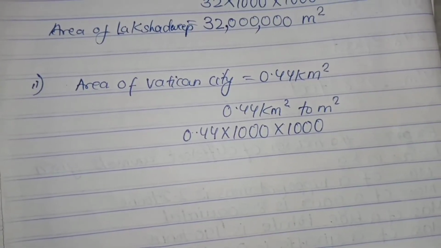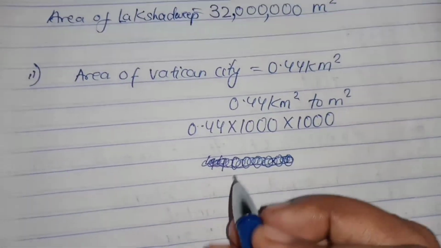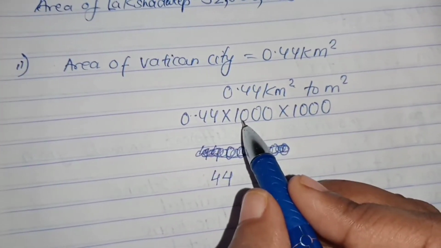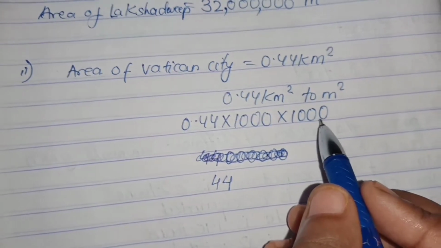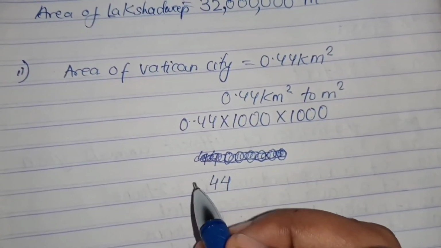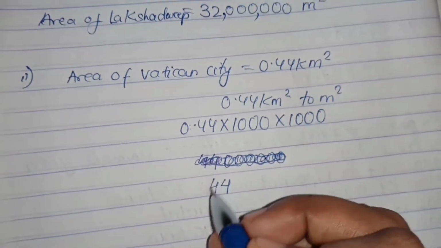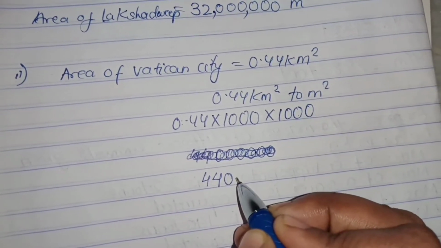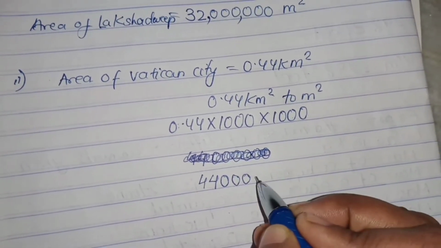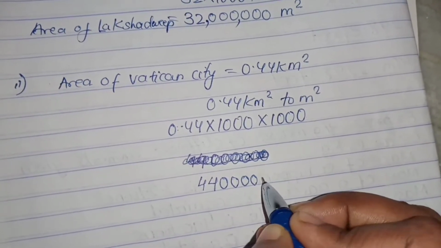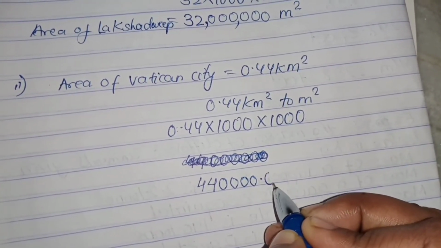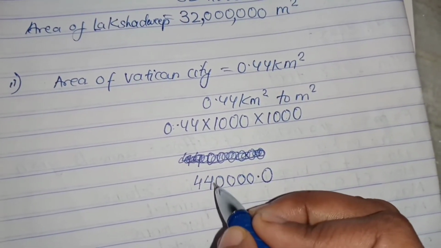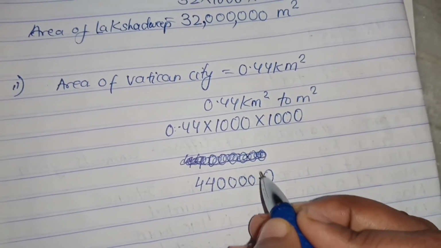Now what you will do, you will write this 44. Understood? Now how many zeros are there? 3. And 3 plus 3 is 6 zeros are there, and where is the point? Between this 0 and 4. So from here we will take 6 jumps. 1, 2, 3, 4, 5, 6. Point 0. Once more, 1, 2, 3, 4, 5, 6.